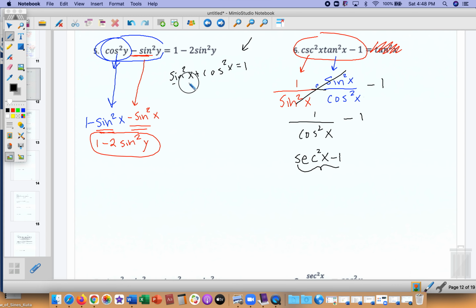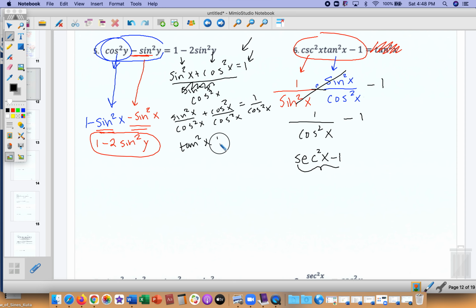So if we can think about it. If we divide all things by sine, we would have 1 cotan, and we'd have cosecant, but we want secant. So we're going to try dividing everything by cos squared x. So sine squared x over cos squared x plus cos squared x over cos squared x is equal to 1 over cos squared x. Sine over cos is tan squared x plus cos over cos is 1. 1 over cos squared is secant squared x.